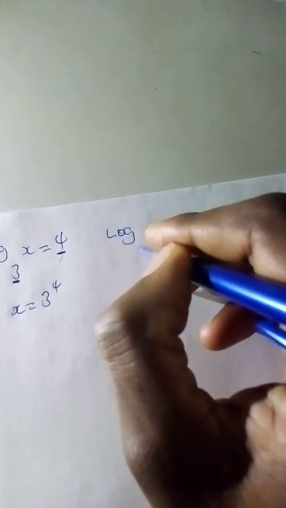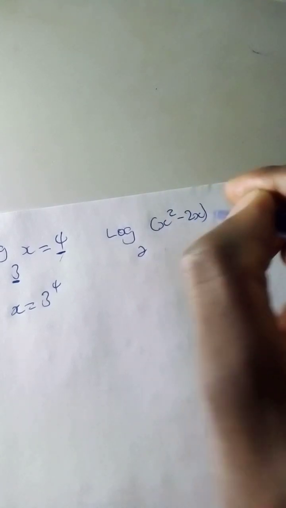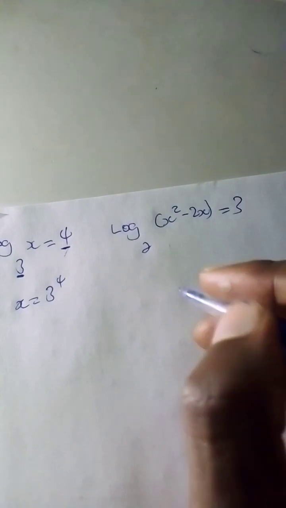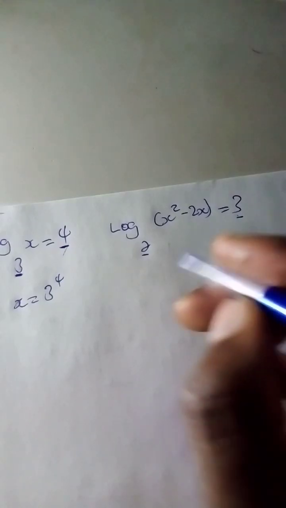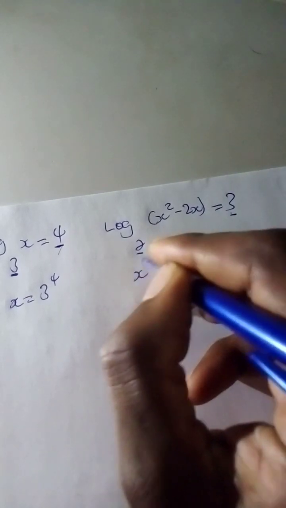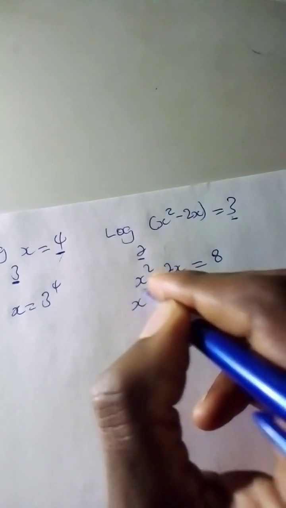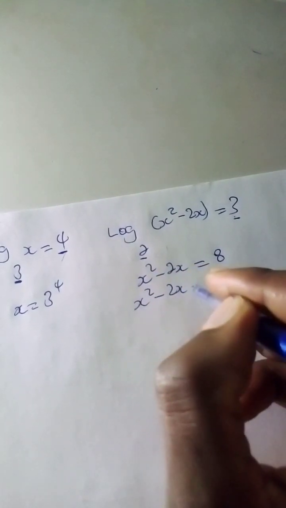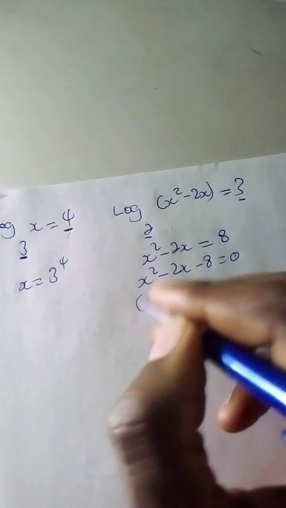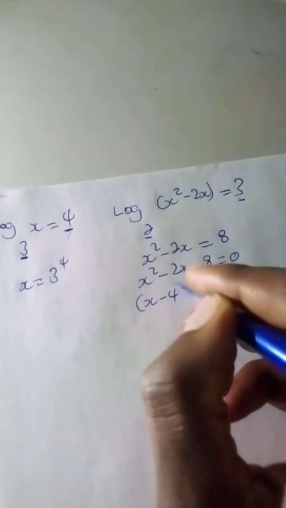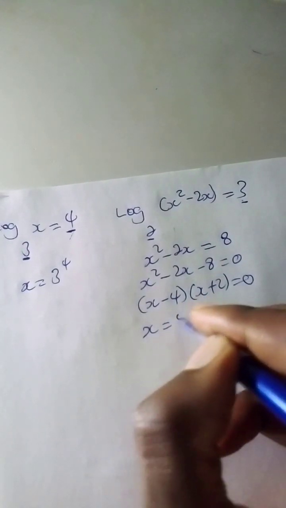Now we have log base 2 of x squared minus 2x, right? It's equal to 3. Our base remains the base, right? Our equated term becomes the exponent. So now this would mean that you have x squared minus 2x is equal to 8. So now x squared minus 2x minus 8 is equal to 0. Then now you can factorize this. So it's x, since they're both negative, it's negative 4, and x plus 2 is equal to 0. Now x is equal to 4.